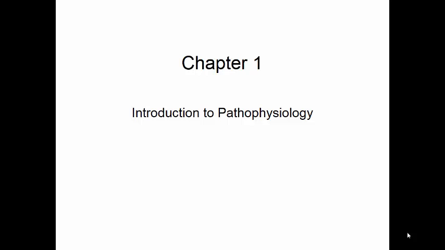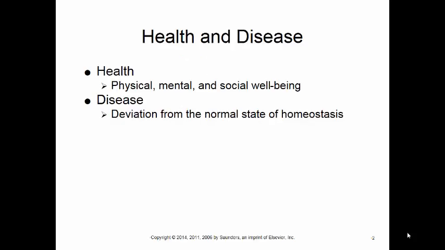Welcome to Pathophysiology. So the first thing up is health and disease. Health is the physical, mental, and social well-being of a person. And disease is when we have a deviation in that normal state of homeostasis. And we all know homeostasis is maintaining the values of our body within a certain set point in that normal range.